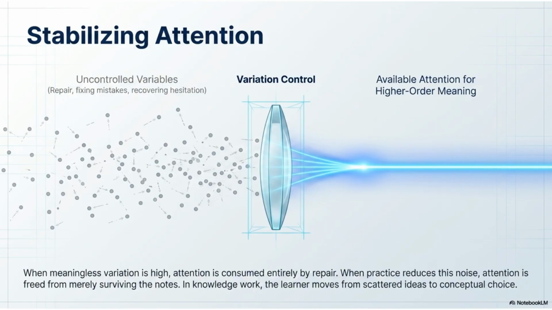When meaningless variation is high, attention is consumed by repair. The learner is fixing mistakes, recovering from hesitation, and fighting too many uncontrolled variables. In piano practice, this means the learner is nearly surviving the notes. In knowledge work, it means the learner is fighting scattered ideas. But when practice reduces this noise, attention becomes available for higher-order meaning. The person can now focus on phrasing, expression, conceptual choice, and interpretation. Practice stabilizes attention, so the mind can move from repair to meaning.